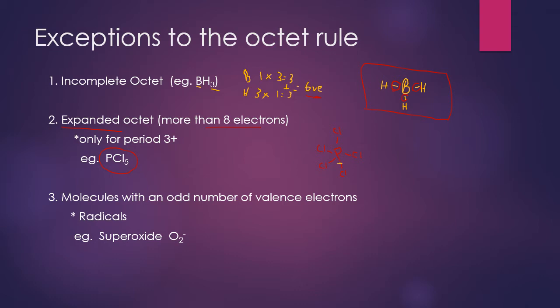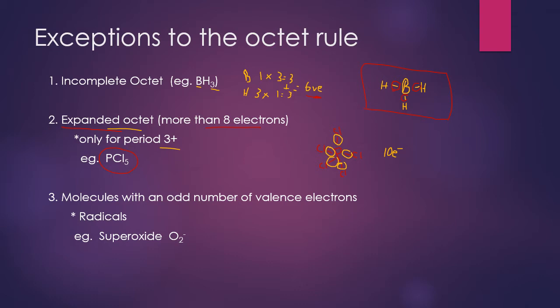So notice phosphorus has 5 single bonds around it. 1, 2, 3, 4, 5. Remember, every single bond counts as 2 electrons. So if we have 5 single bonds, each with 2 electrons, phosphorus has 10 electrons around him. That's more than 8, but that's fine. He can have an expanded octet because he's in period 3 or higher. So we might see that happen sometimes as well.